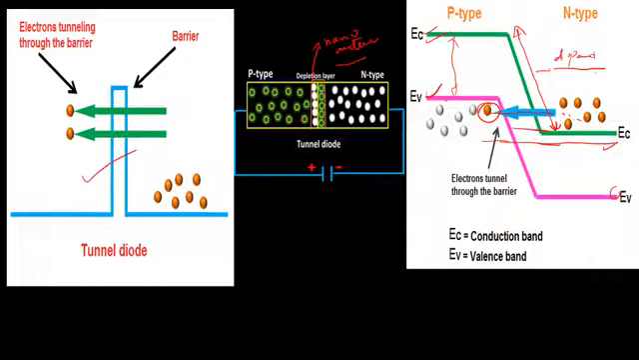Here you can see the physical visualization of the potential barrier. The width of this barrier is very small, so the electron in the n-type region, instead of passing over the barrier, can directly tunnel through the barrier from the n-type region to the p-type region. So this is called a tunnel diode, and it can be used in various electronic applications.